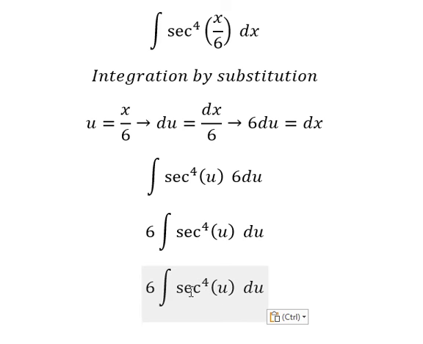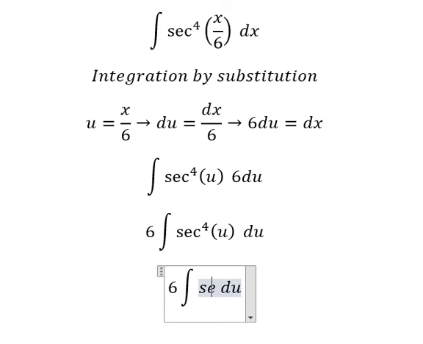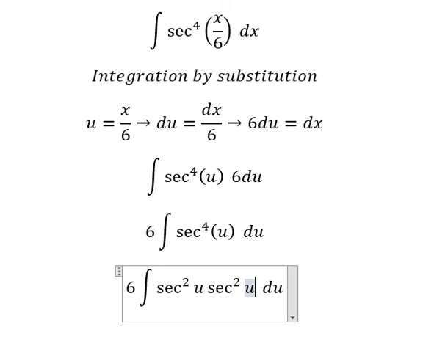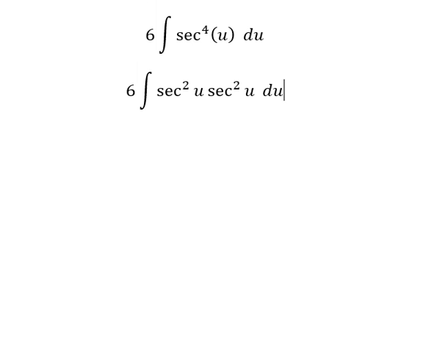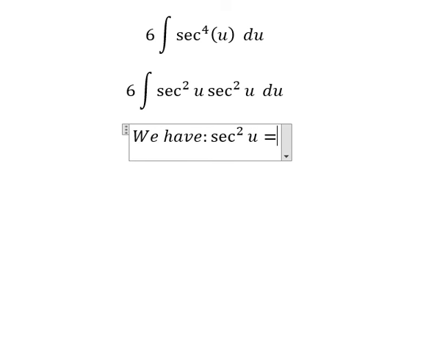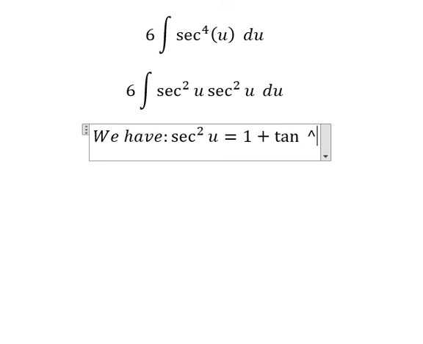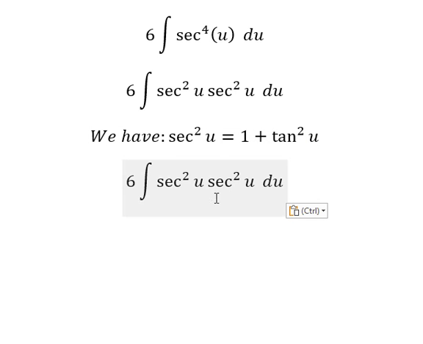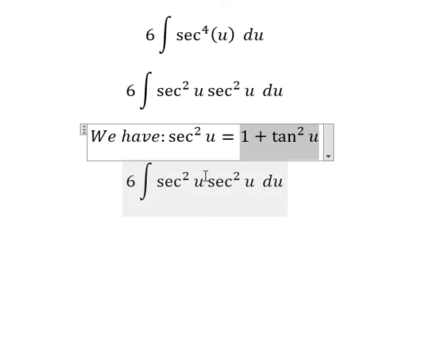Next, secant of u to the power of 4 I can write as secant of u squared times secant of u squared. Next, we have the formula in here: secant of u squared equals 1 plus tan u squared. So I will change this one into this one.